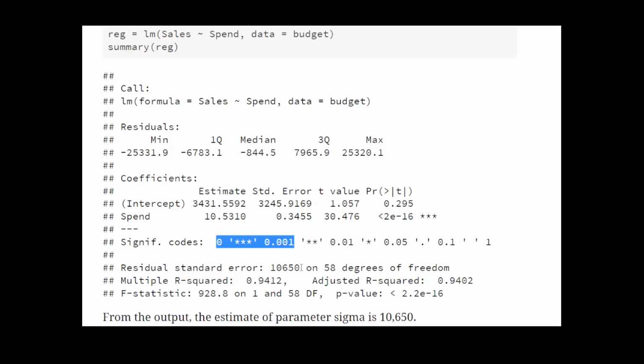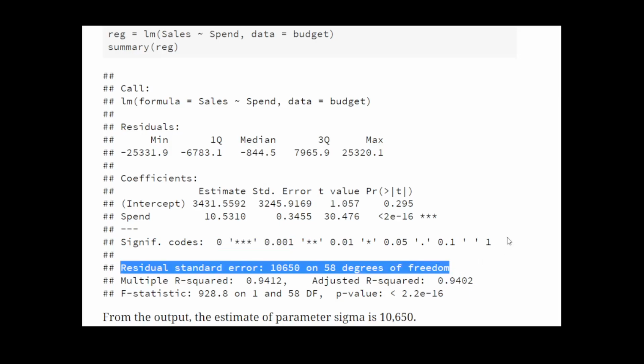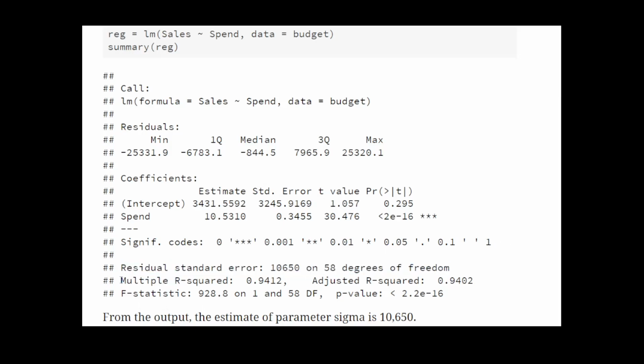We're also asked for the sigma value, which is the residual standard error, and there we have it on that line. That is 10,650 on 58 degrees of freedom. We also have these R-squared values, which are an indication of the goodness of fit of the model. There are two of them: 0.49412, and another one called the adjusted R-squared, 0.9402. They both should be fairly close to each other.